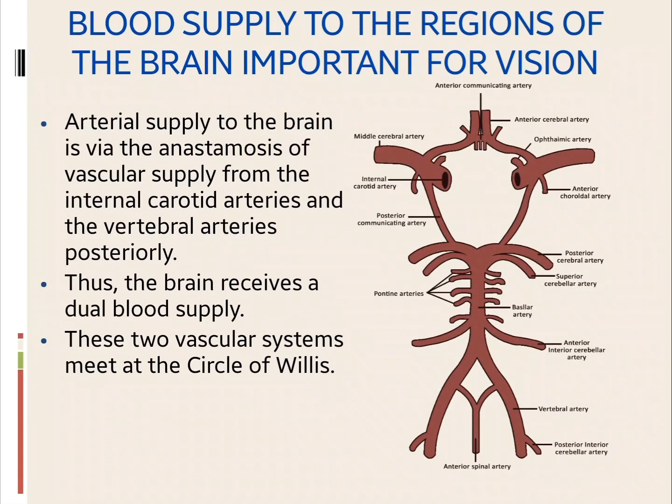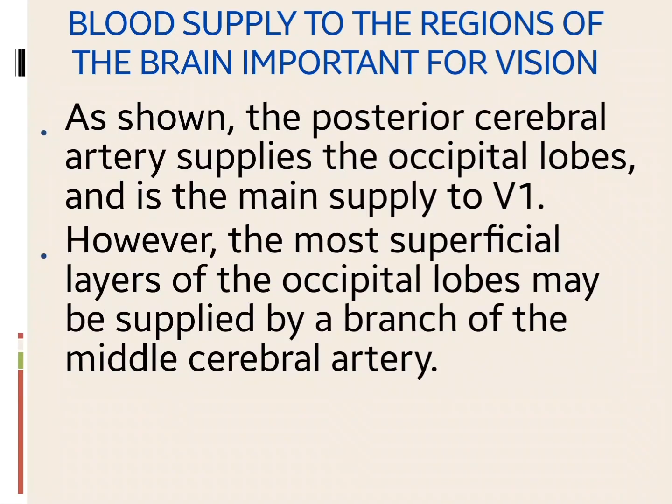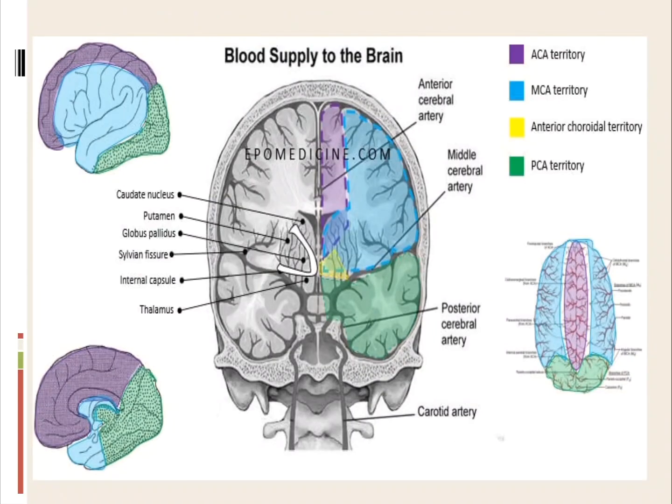Arterial supply to the brain is via the anastomosis of vascular supply from the internal carotid arteries anteriorly and the vertebral arteries posteriorly. Thus, the brain receives a dual blood supply. These two vascular systems meet at the circle of Willis. As shown, the posterior cerebral artery supplies the occipital lobes and is the main supply to V1. However, most of the superficial layers of the occipital lobes may be supplied by a branch of the middle cerebral artery.